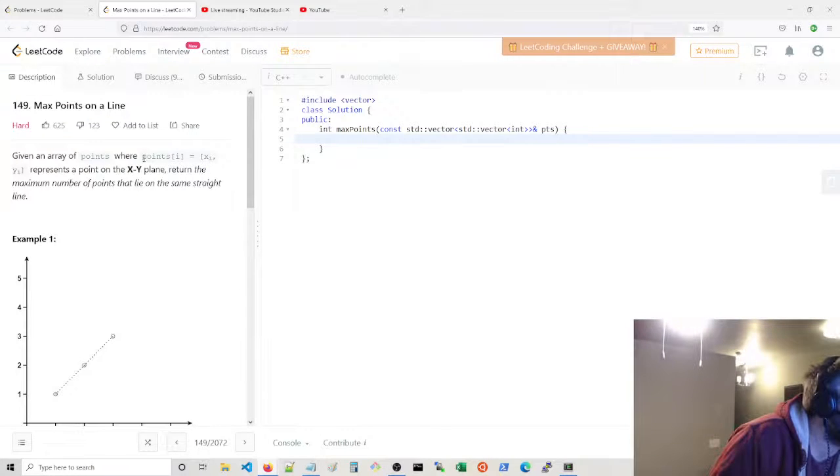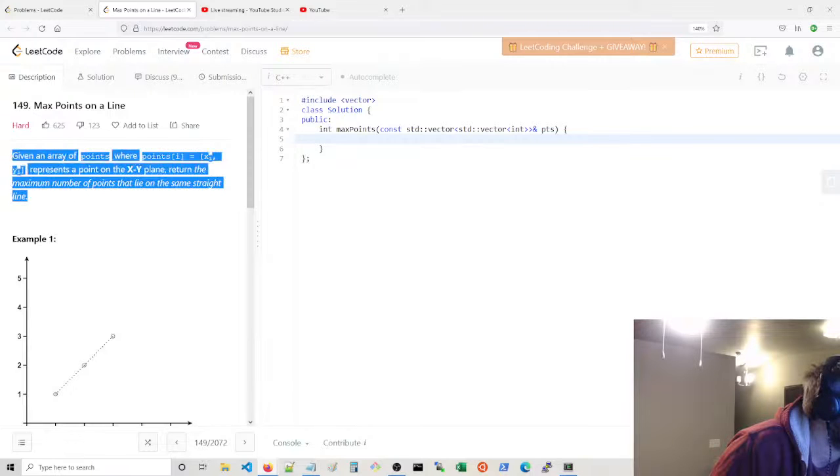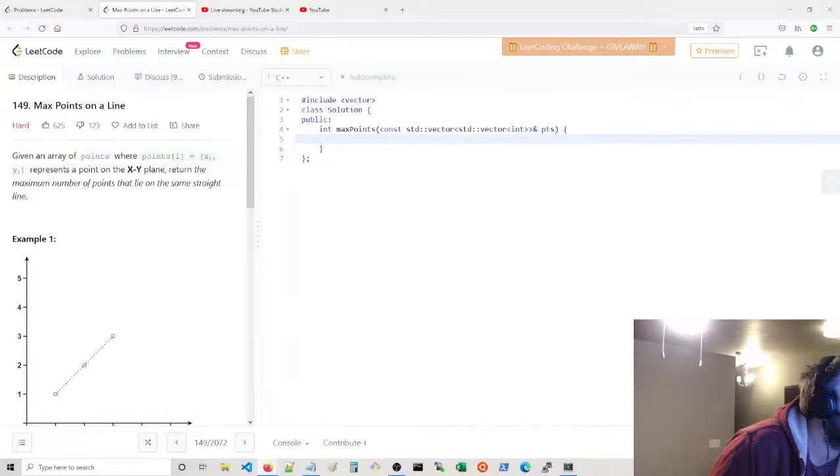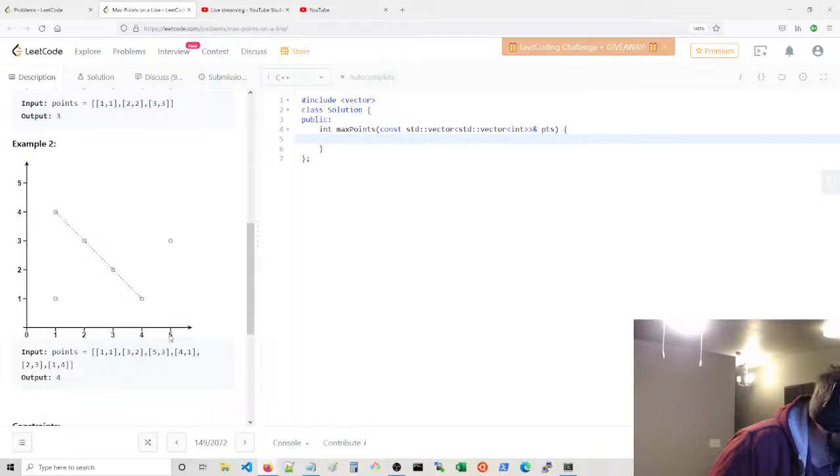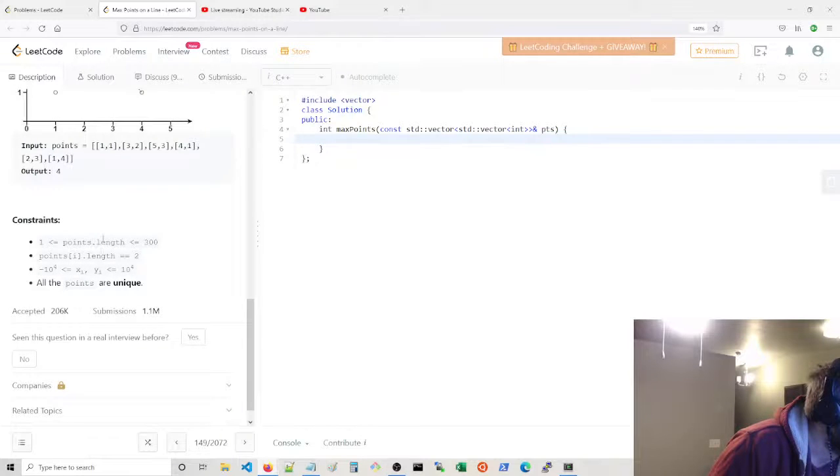Given an array of points where points[i] = [x_i, y_i] represents a point on the XY plane, return the maximum number of points that lie on the same straight line. Oh, that's interesting. Example: points (1,1), (2,2), (3,3), 3 points. Another: (1,1), (3,2), (5,3), (4,1), (2,3), (1,4), 4 points. There are at most 300 points, and all the points are unique.